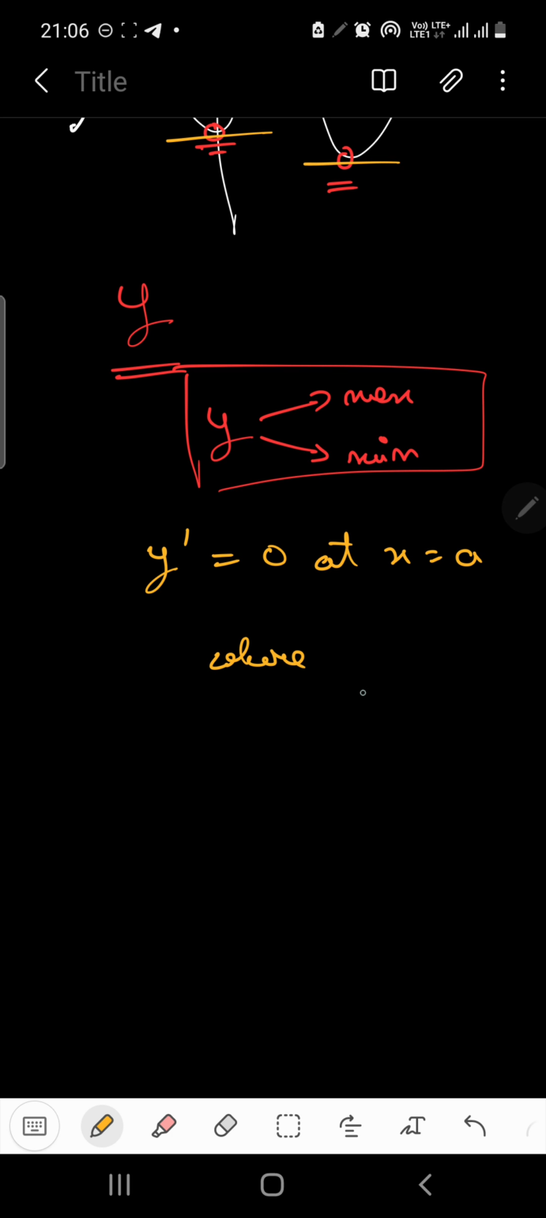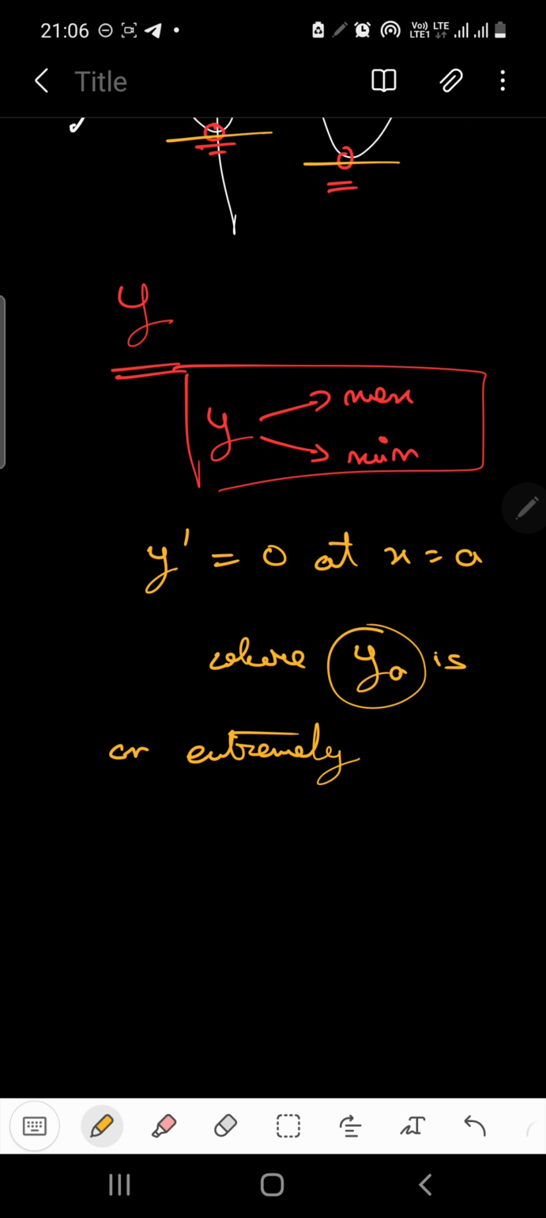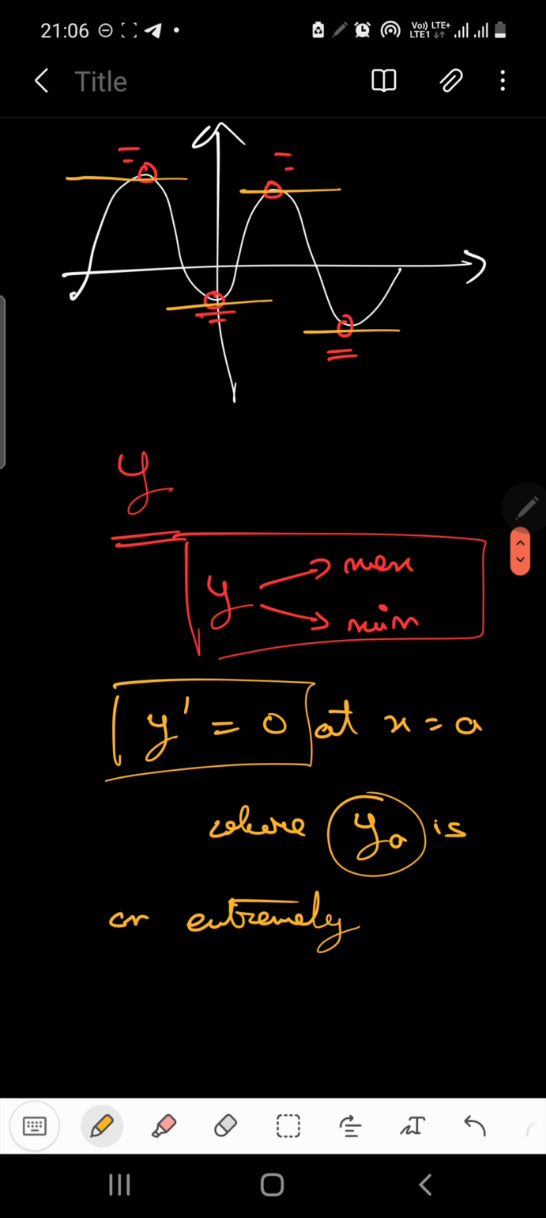You can write it like this, that ya is an extremity. Ya means y at x equals a. Clear? There your y dash becomes 0. So this is an important application of differential calculus, or to be more precise, an important application of the derivative.